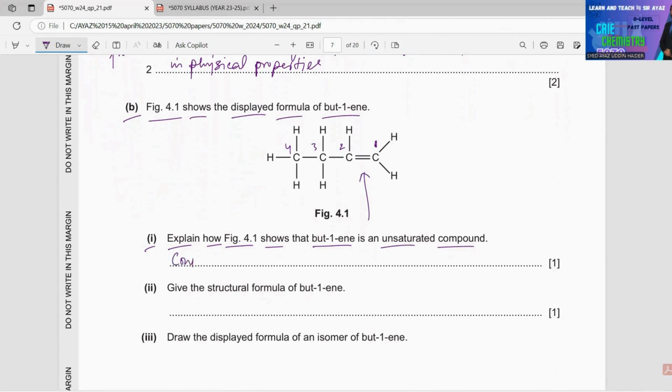You can write contains a carbon-carbon double bond. What else can you write? Not all the carbon-carbon bonds are single. You see, we have only two carbon-carbon single bonds. The third one is a carbon-carbon double bond. So you can write not all the carbon-carbon bonds are single.